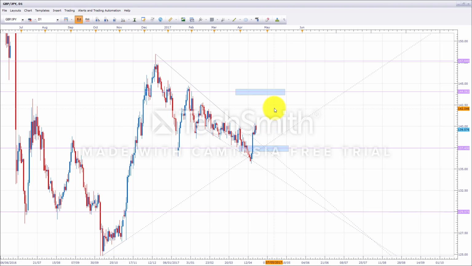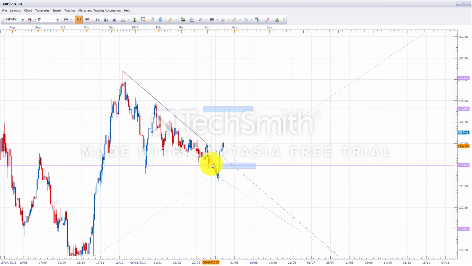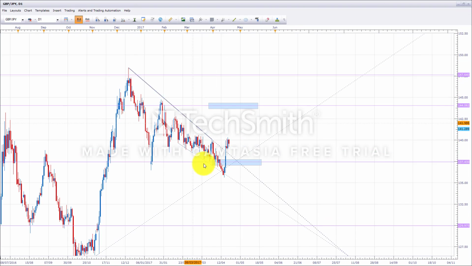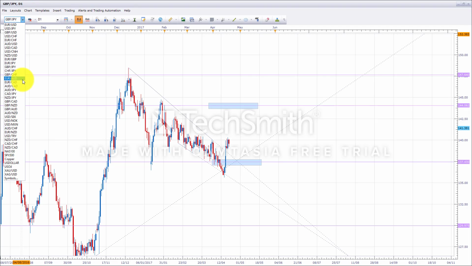So I'm looking for a pullback into this area, and I'll be looking for moves up to the 142.50 level, which is here, and even higher, potentially to the 144.062 area, which is up here. So I see this as potentially being a very, very good opportunity, if not for next week, maybe the weeks after, but certainly in the coming month or months, I see us being able to take some good opportunities on this pair to the long side.